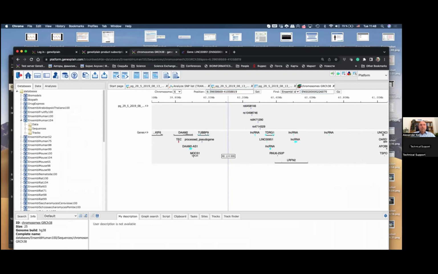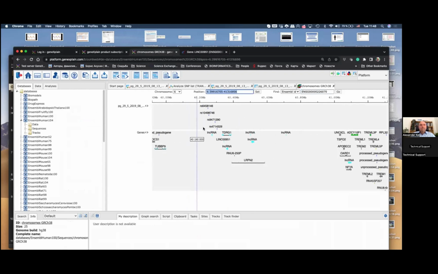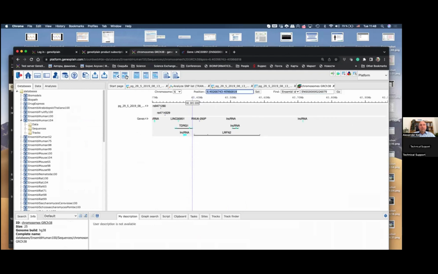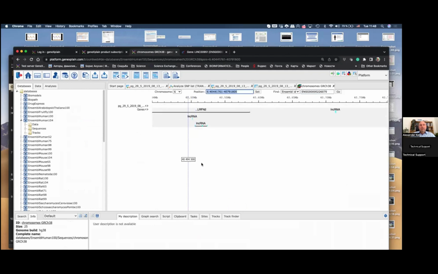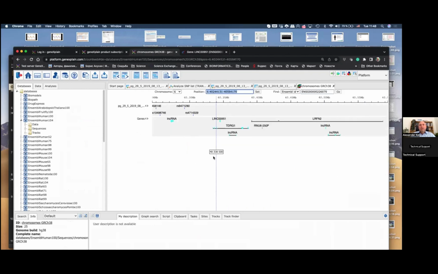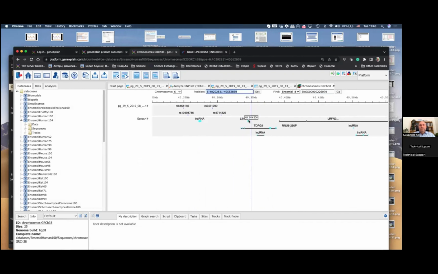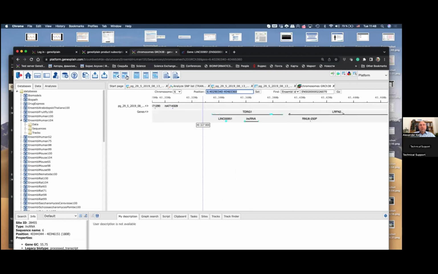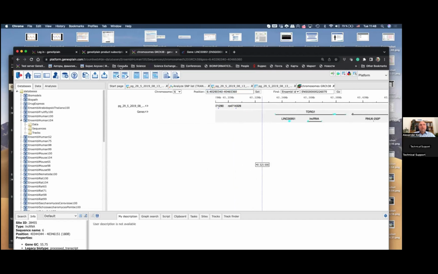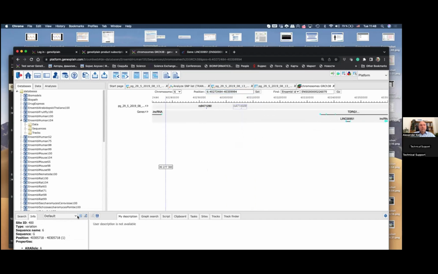Okay, so what do we see here? In fact, that's exactly the region of our interest. So we see that long non-coding RNA, and that's the SNP which has this very high p-value of association with that disease, with that disorder. So this is the SNP of our interest.